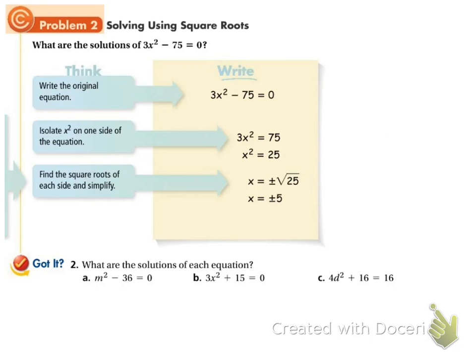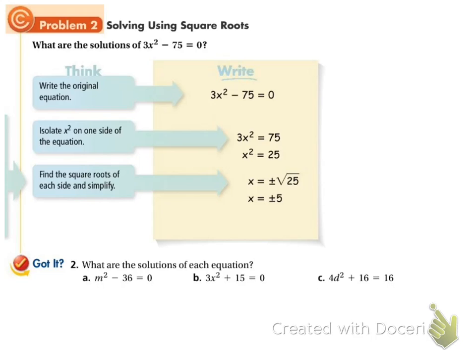Okay, so we can solve graphing, but there's, in my opinion, an easier way. We can solve using square roots. When we're solving using square roots, we need to get the variable alone. You need to get x squared alone, m squared alone, d squared alone, that sort of thing. And then get just the plain variable alone, x, m, d, that sort of thing.